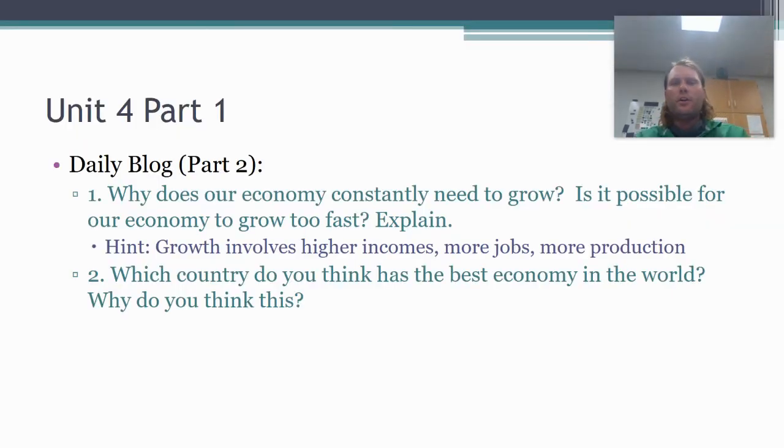Okay, daily blog number 2. Why does our economy need to grow? Is it possible to grow too fast? All right, our economy needs to grow because our population grows, and people want to make more money next year than the year before, and that gives them the feeling that they can spend as much money as they want. That's probably not the correct feeling, but we want people to be comfortable spending money. It creates jobs for other people.